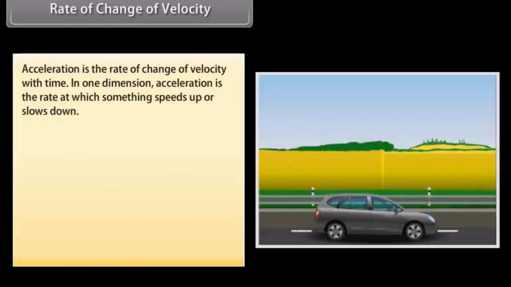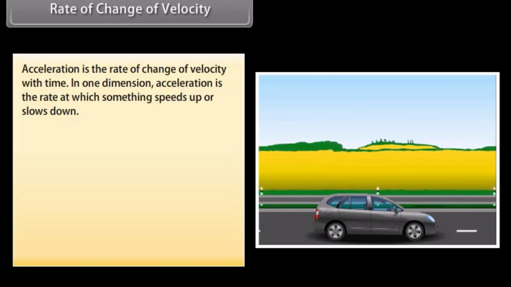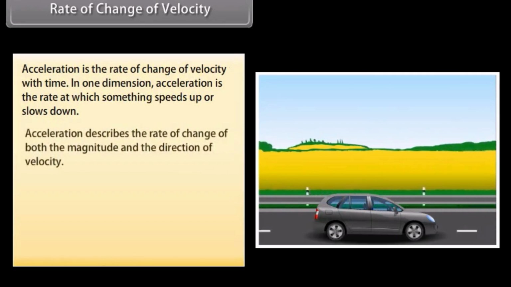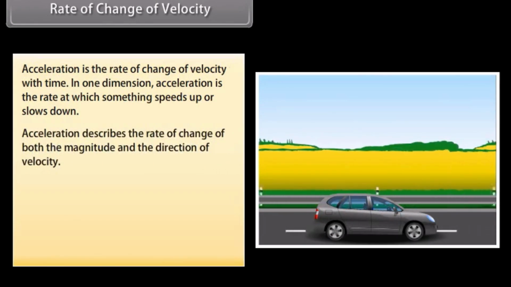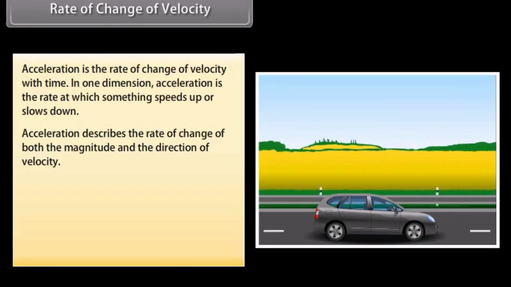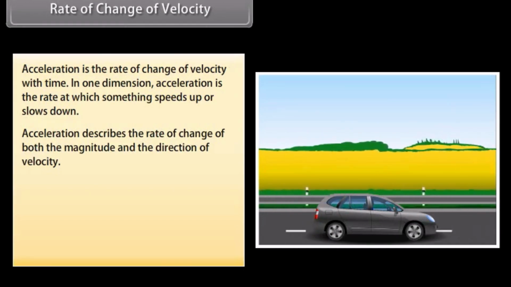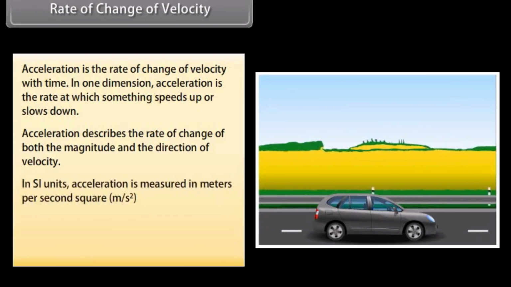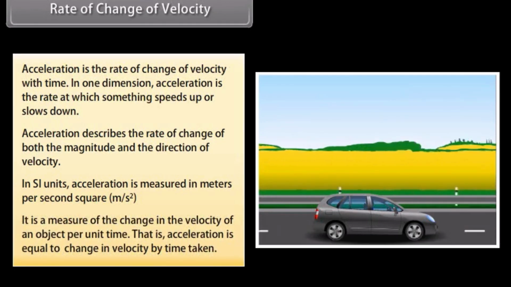Rate of change of velocity. Acceleration is the rate of change of velocity with time. In one dimension, acceleration is the rate at which something speeds up or slows down. Acceleration describes the rate of change of both the magnitude and the direction of velocity. In SI units, acceleration is measured in meters per second square. It is a measure of the change in the velocity of an object per unit time.